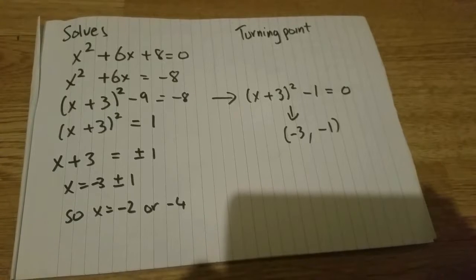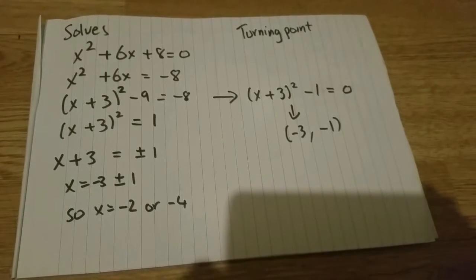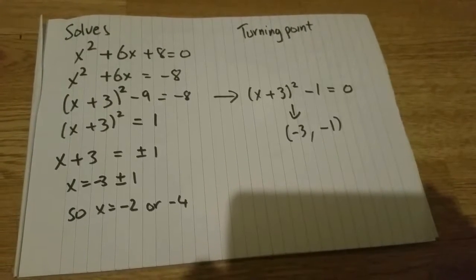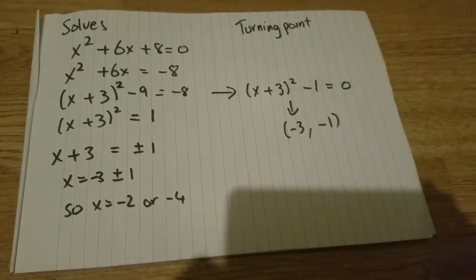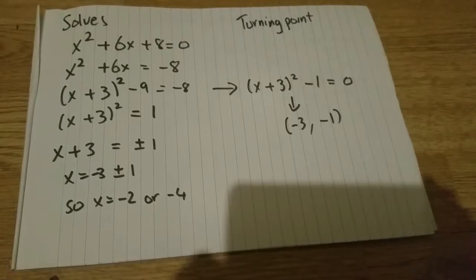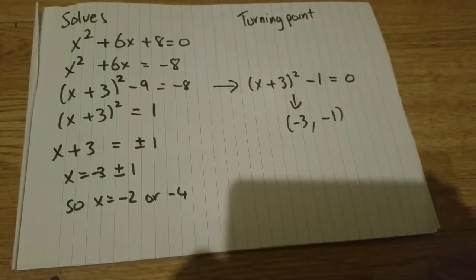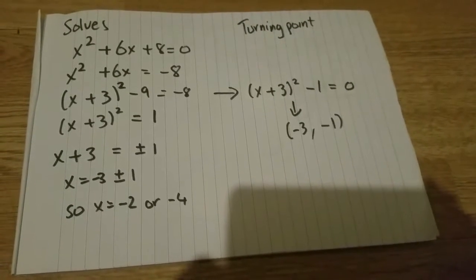The third step is the key. You half the middle term. So 6x becomes, well, the 6 becomes 3. And you put it inside the bracket in the style that I've done it there. So x plus 3 squared. You've got to do one other thing though. You've got to take away the square of the number that's in the bracket.